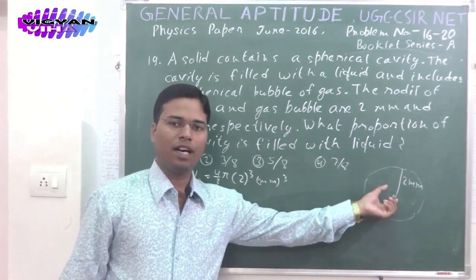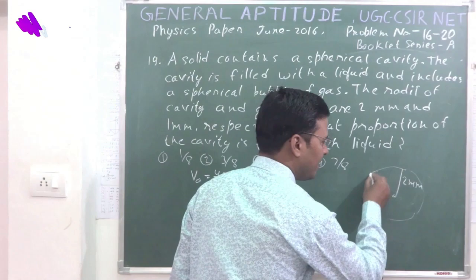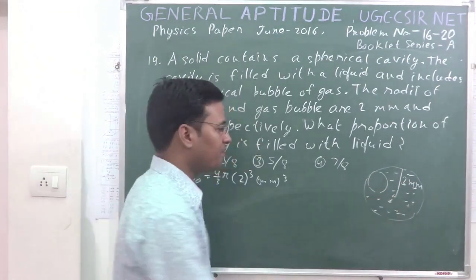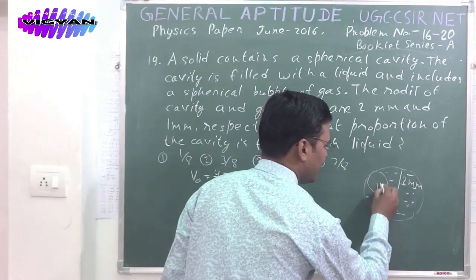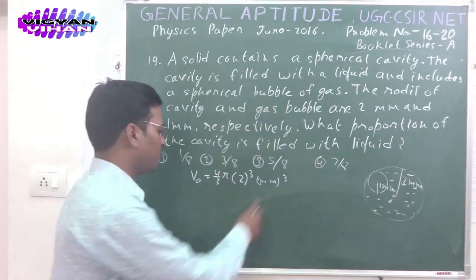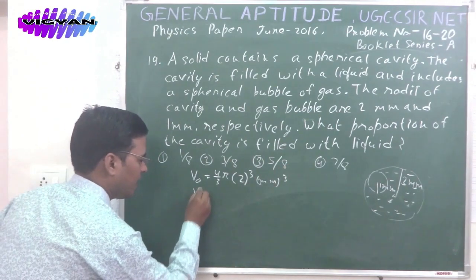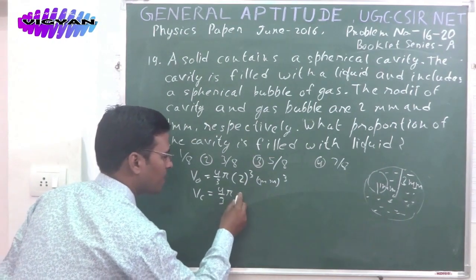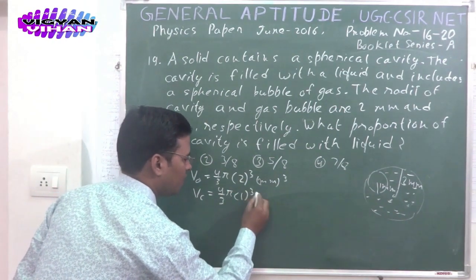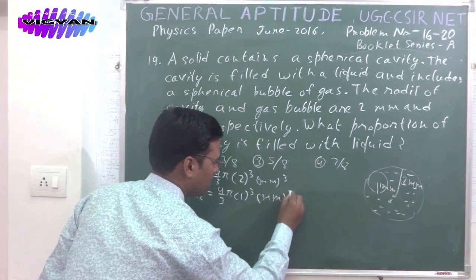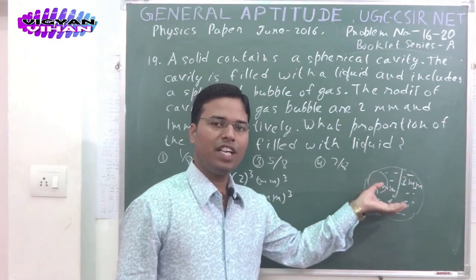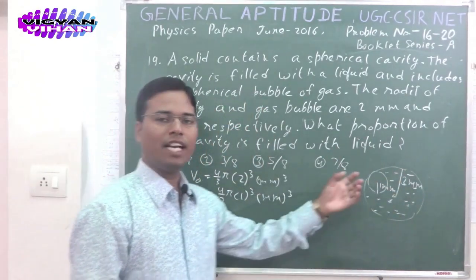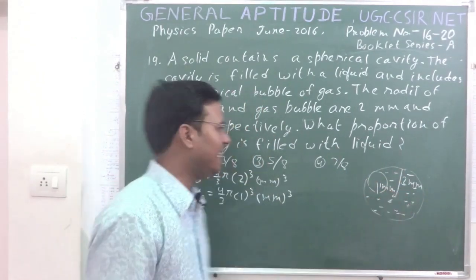The volume of a bubble inside this cavity, where the remaining part is filled with a liquid, has its radius 1 mm. So we will calculate that the bubble space VC is equal to 4 pi by 3 multiplied with 1 cube. The bubble space will be subtracted from the total volume of cavity to calculate the volume of the liquid.